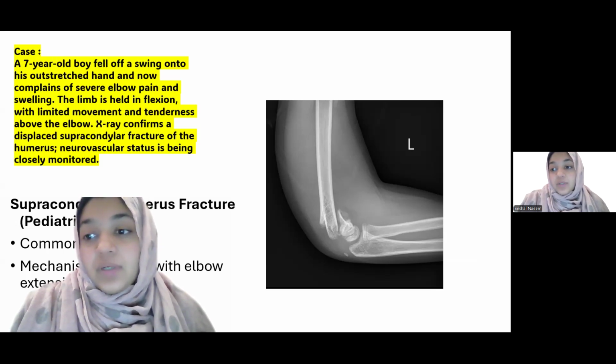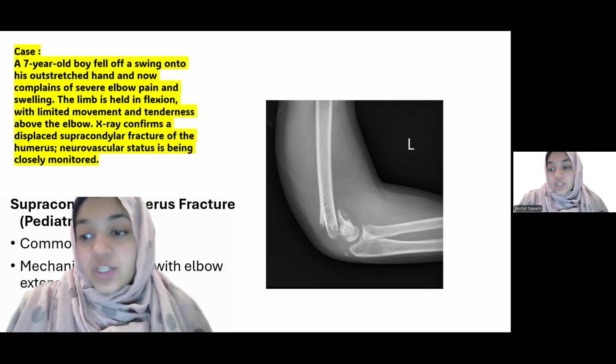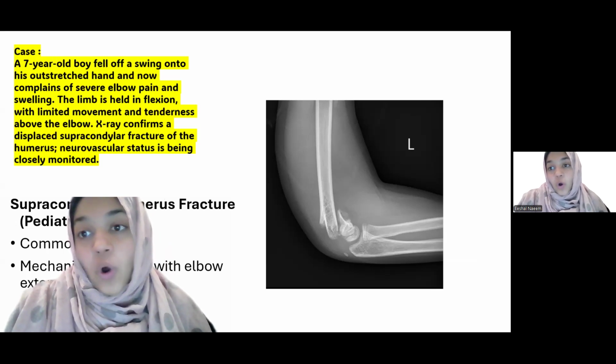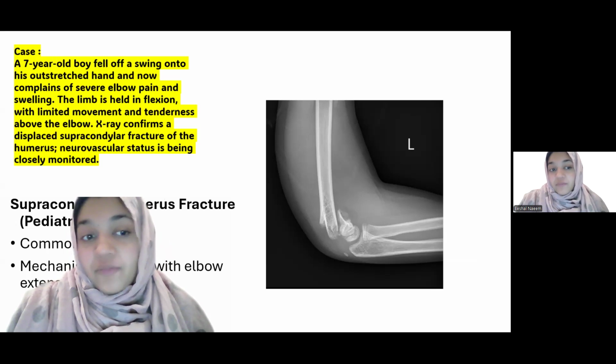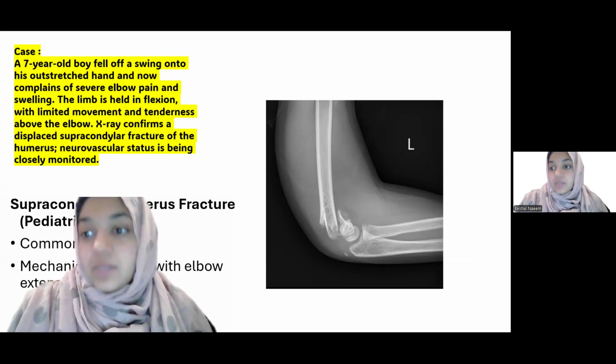Then, for treatment, if you have a type 1 fracture, you will immobilize the joint. And if you have a type 2 or type 3 fracture, you will use closed reduction and percutaneous pinning or ORIF. For you guys at this point, identifying the supracondylar fracture is enough, guys.